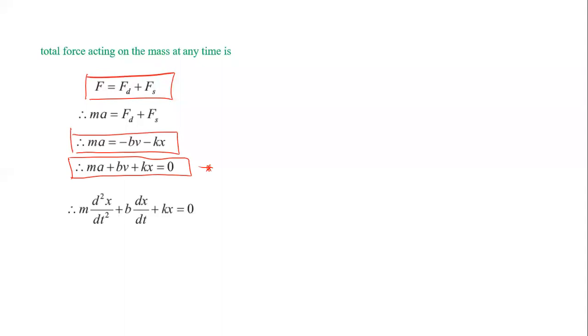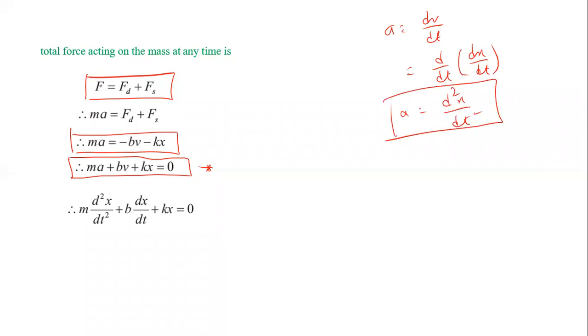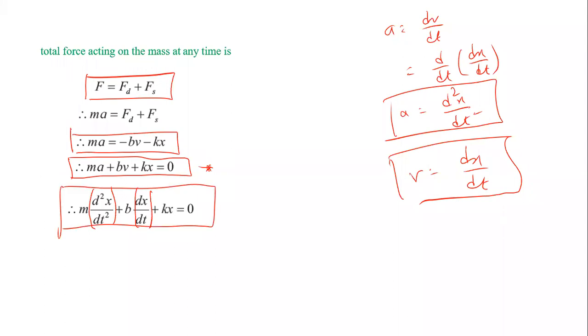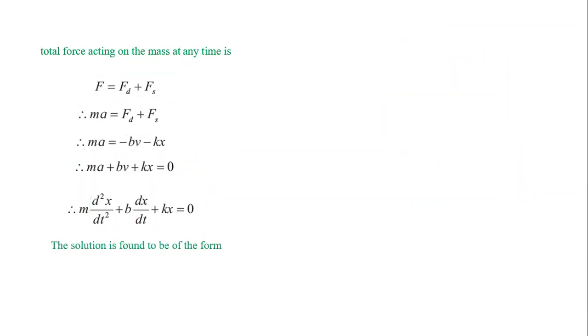So acceleration we can write like this. You know that a is equal to dv by dt. Then d by dt as it is, v is what? dx by dt. So acceleration we can write as d square x by dt square. This is acceleration, and velocity is dx by dt. We substitute here. This is the acceleration and this is the velocity we substitute. Then we get this equation, and this is the differential equation of damping motion.